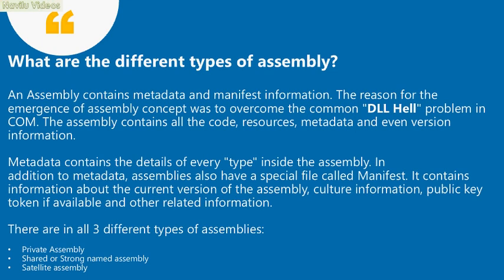In addition to metadata, assemblies also have a special file called manifest. It contains information about the current version of the assembly, culture information, public key token if available, and other related information. There are in all three different types of assemblies: private assembly, shared or strong.